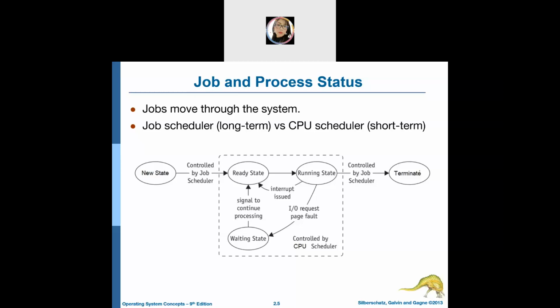Let's see first. Several schedulers are inside. First, when you are having a new state, last time you just learned the 5 states. But now you learn that in this 5-step model, you have a job scheduler. First of all, the new state is controlled by the job scheduler. So you need to remember, from the new state, you're going to be controlled by a job scheduler here. After that, you go directly to the ready state.